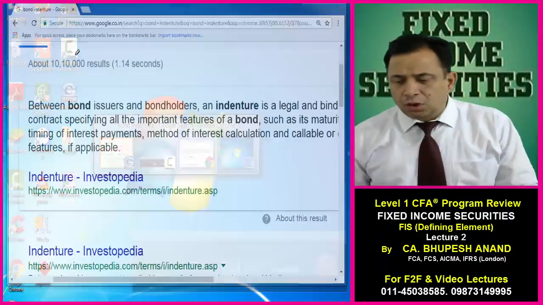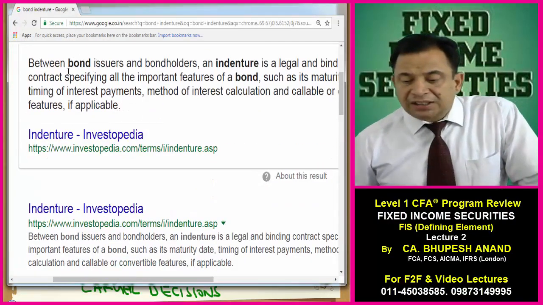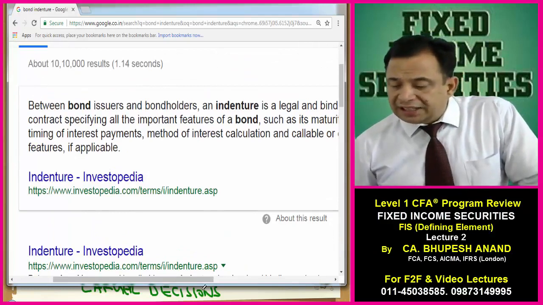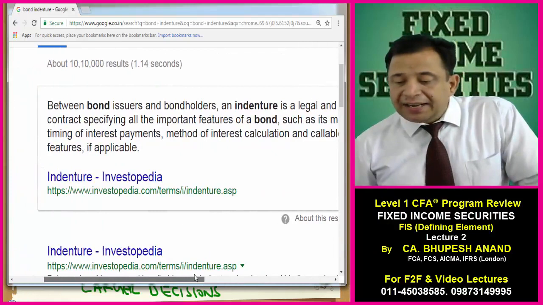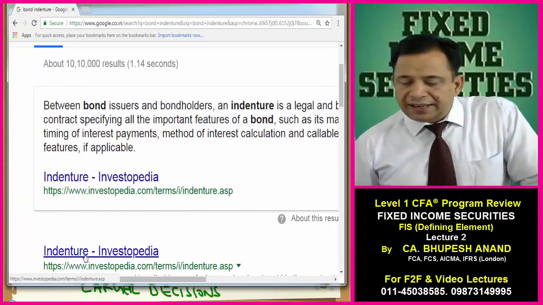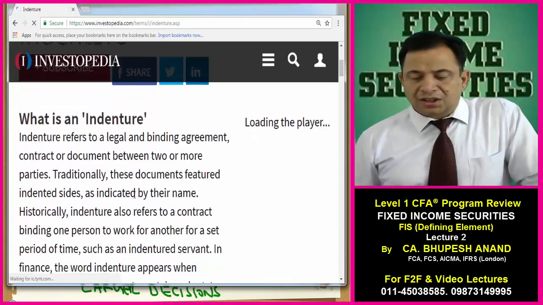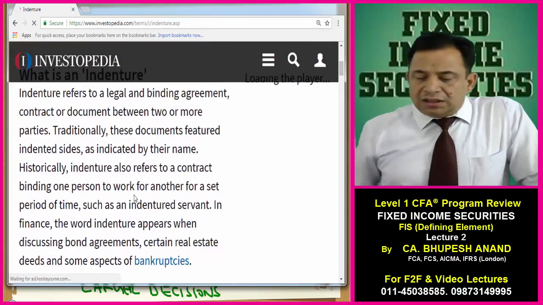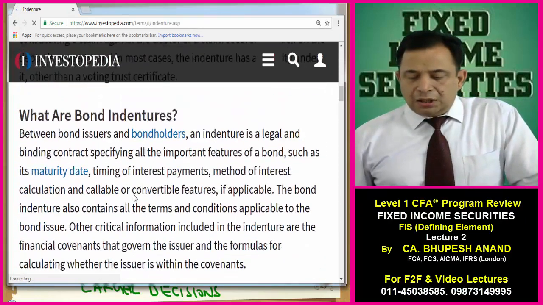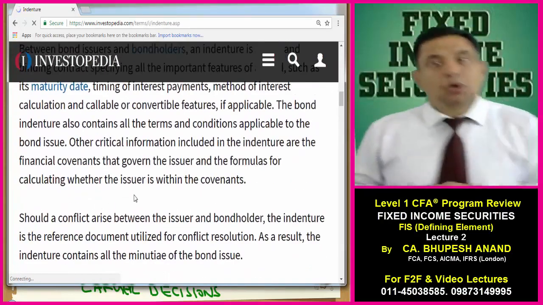Let's see Google Baba. What is Google Baba saying about the meaning of a bond indenture? A bond indenture is between the bond issuer and bondholders, and an indenture is a legal and binding contract specifying the features of a bond. Let's see the indenture on Investopedia. Indenture refers to these documents featuring covenants and bankruptcies. All that I have just told you is given in a bond indenture as per Google Baba.